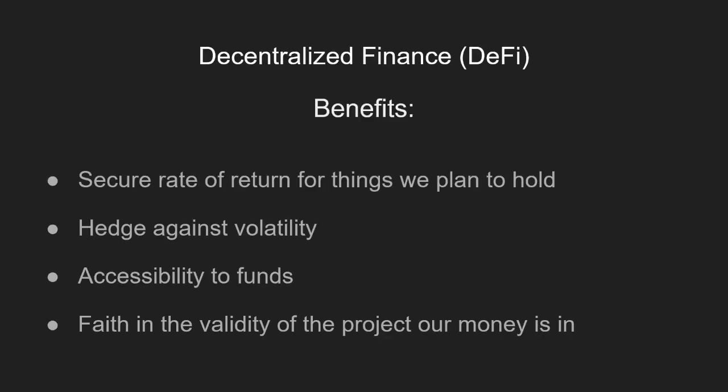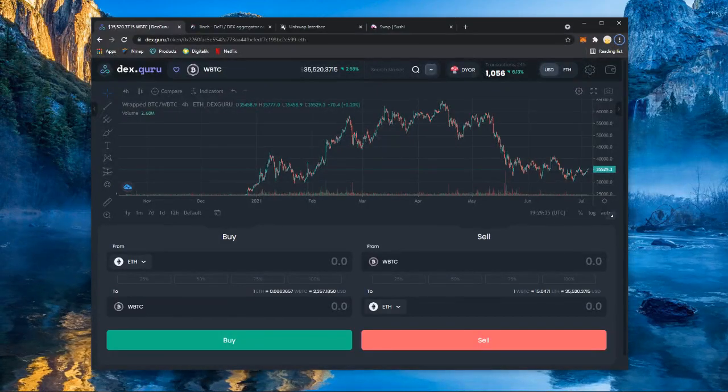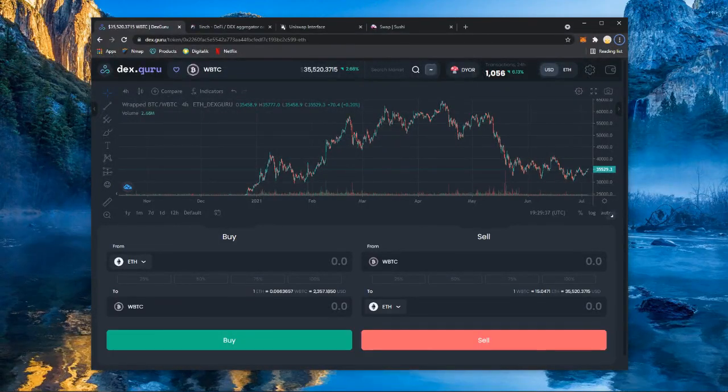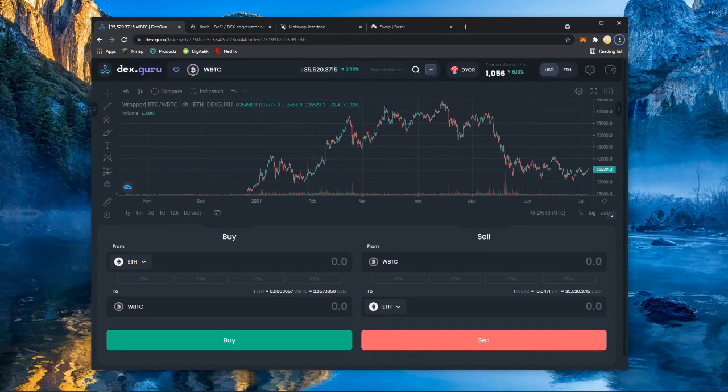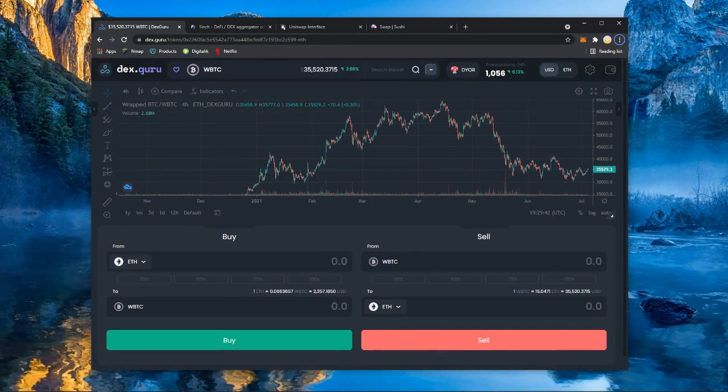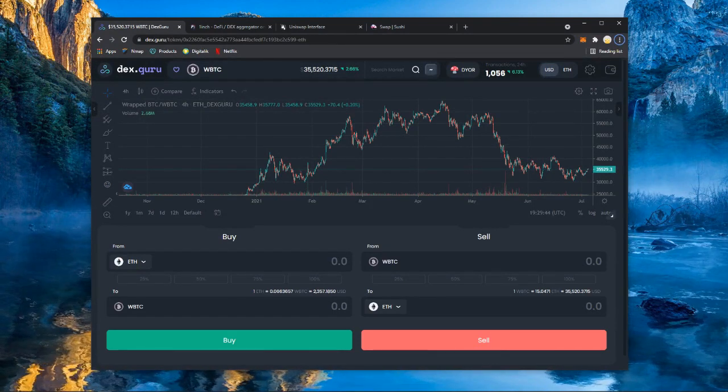So we've gone over how DeFi can help you diversify your portfolio and why you might want to look into it as a financial instrument. Now we're going to take a look at a few examples so you can visually see what decentralized finance is like right now. So here we have a DEX, or a decentralized exchange.